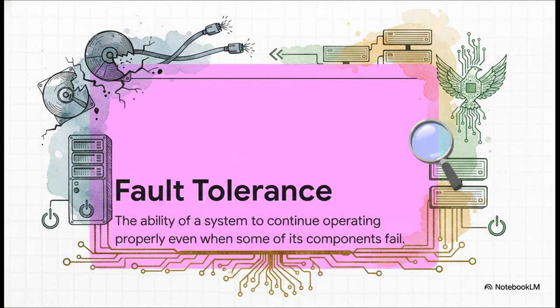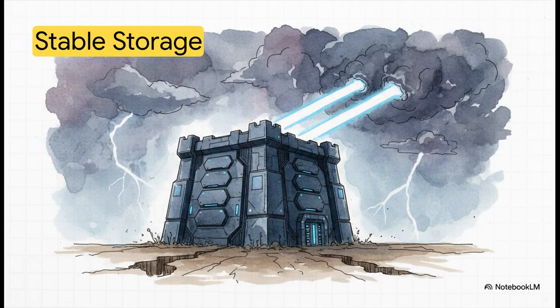The whole philosophy of a fault-tolerant system is that it's designed from day one with the absolute expectation that things are gonna break. You assume hard drives will fail. You assume networks will drop. You plan for failure so that when it happens, the system can just handle it and keep right on running smoothly. So how do you actually do that?